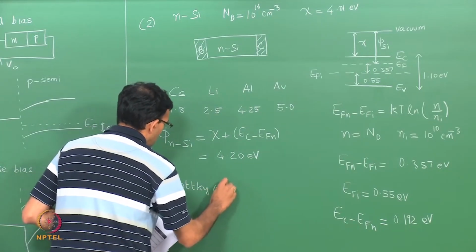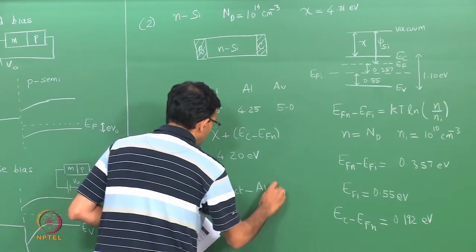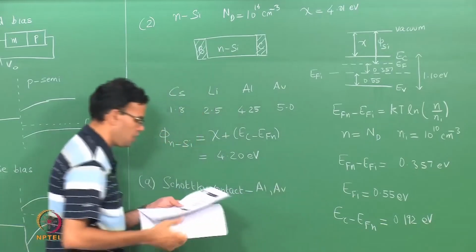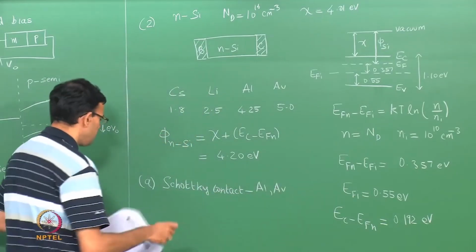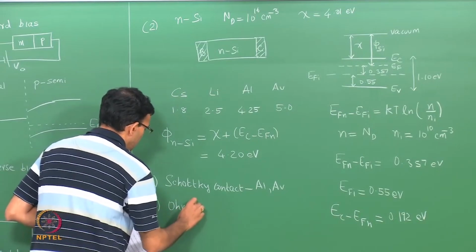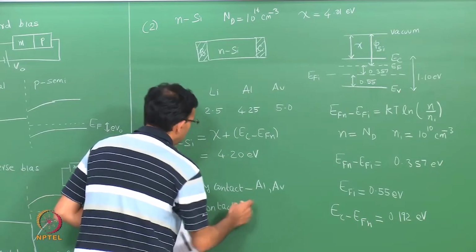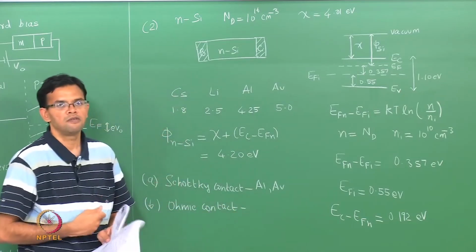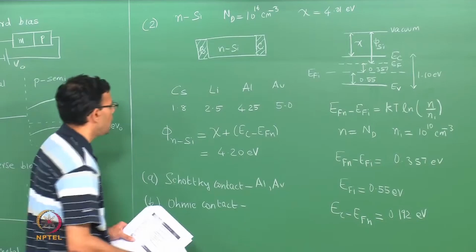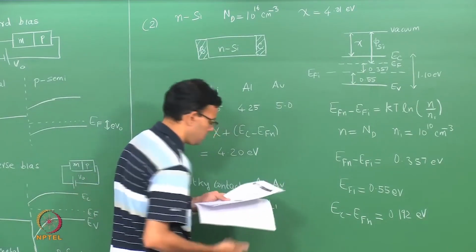So, Schottky contact would be aluminum and gold. Which metals will result in an ohmic contact? An ohmic contact is one where, in reverse, the work function of the semiconductor is higher. So, it is just cesium and lithium.